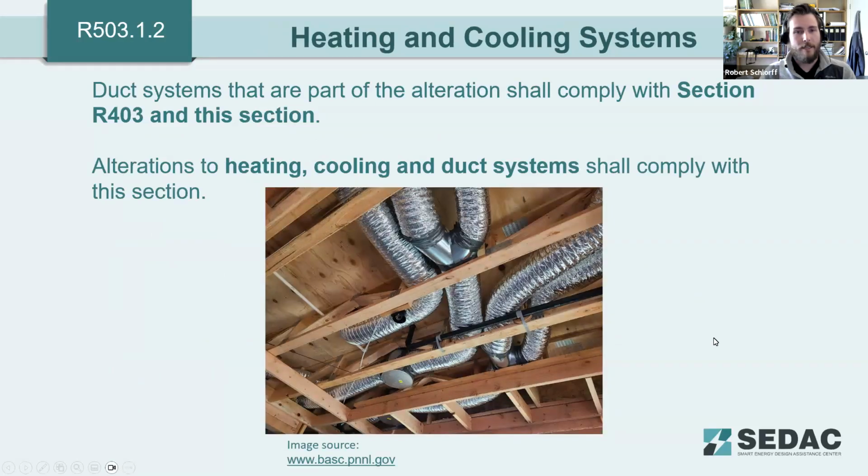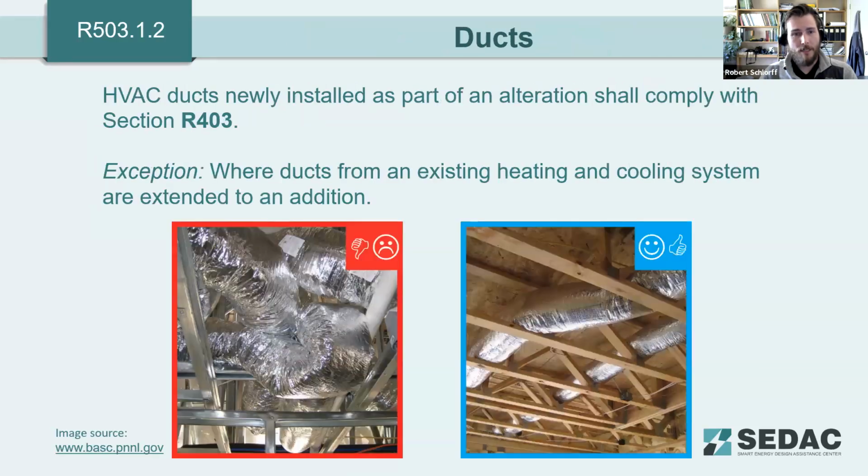So moving quickly here, heating and cooling systems, duct systems that are part of the alteration shall comply with section R403 and this section. The duct systems are going to have to meet requirements of section R403. Additions to heating, cooling, and duct systems shall comply with this section. As it states, those changes need to comply with 503.1.2. Ducts newly installed as part of an alteration shall comply with section R403. So again, it's pointing you back to R403 for the requirements that are involved in new construction.